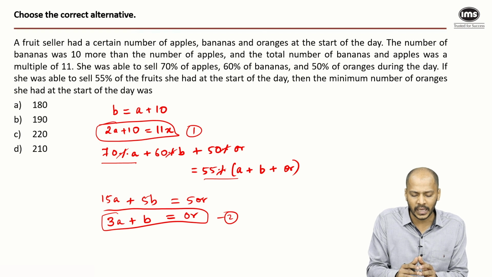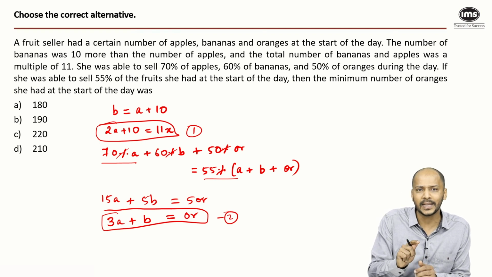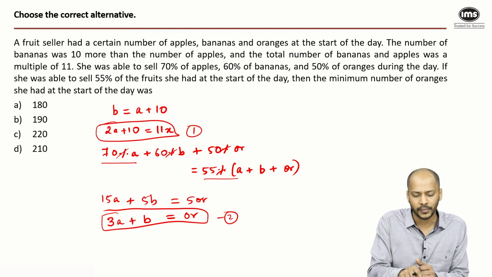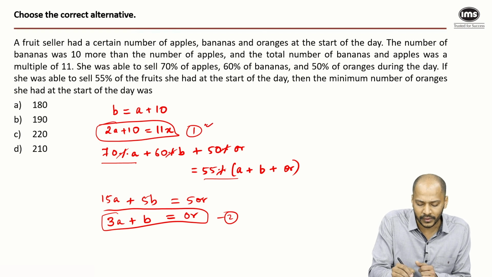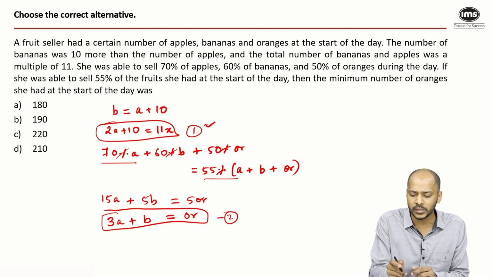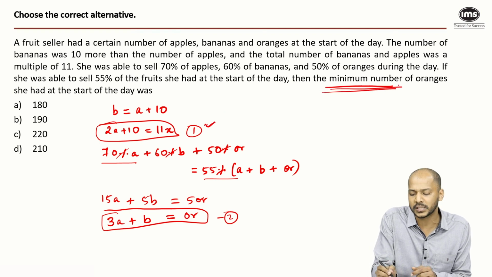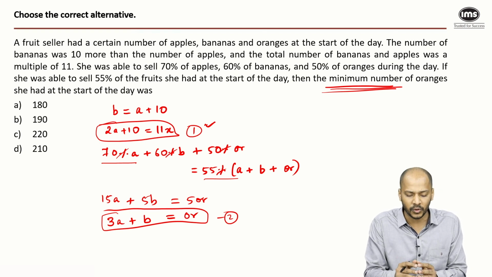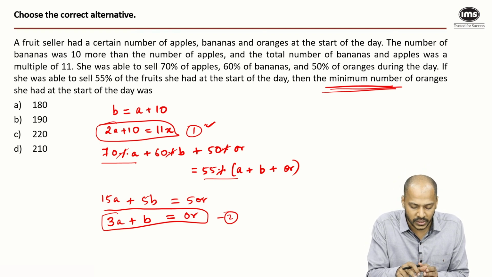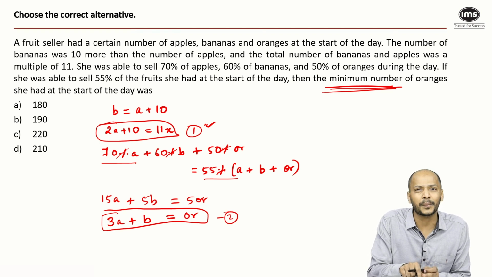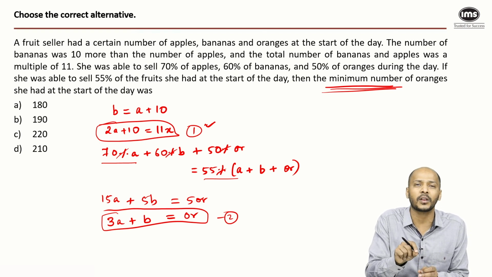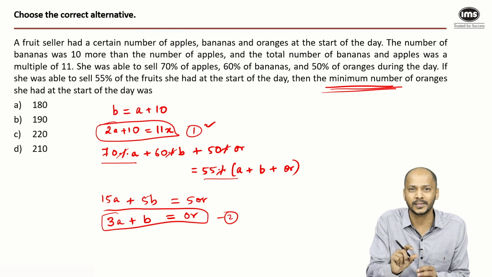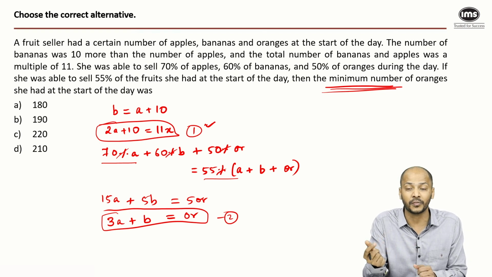So instead of solving equations, what I realize is I'll try different values of A such that it is a multiple of 11, and I'll see which is the smallest value, because we wanted to find the minimum number of oranges. There were 3 variables, and there is equation number 1, and then it's a multiple of 11. So the second equation is not really an equation. It is just giving me that it has to be a multiple of 11.